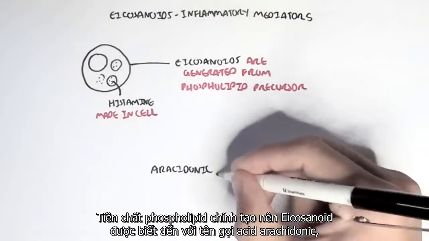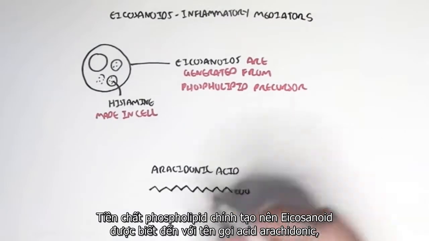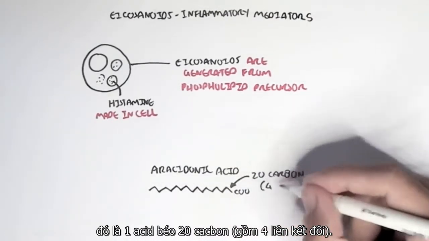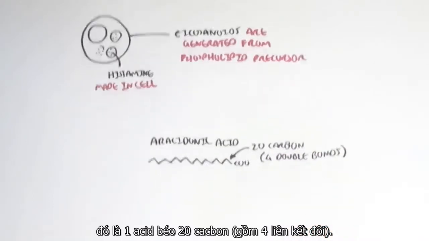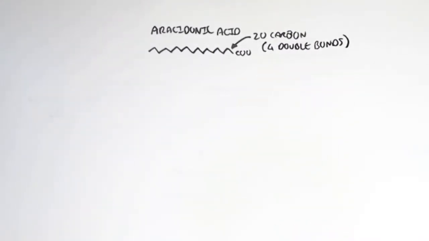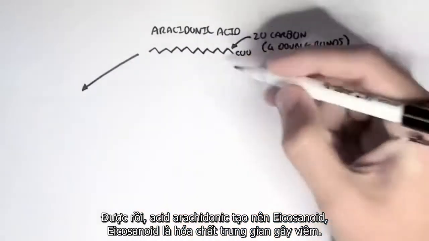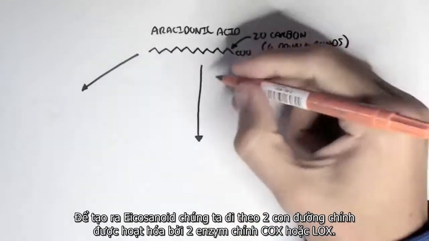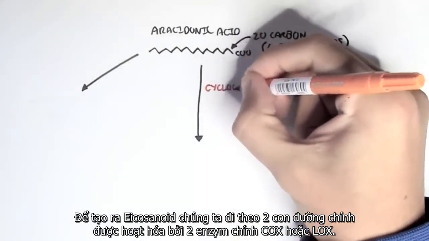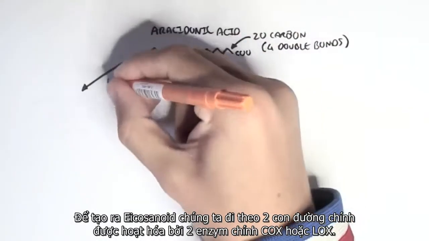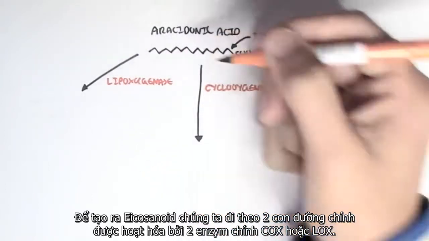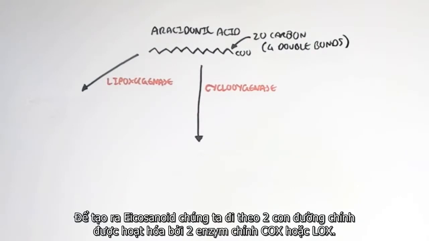The main phospholipid precursor that makes eicosanoids is known as arachidonic acid, which is a 20-carbon fatty acid consisting of 4 double bonds. Okay, so arachidonic acid makes eicosanoids. Eicosanoids are inflammatory mediators. To make eicosanoids, arachidonic acid follows two main pathways by two main enzymes. It can either follow the cyclooxygenase enzyme or the lipoxygenase enzyme.